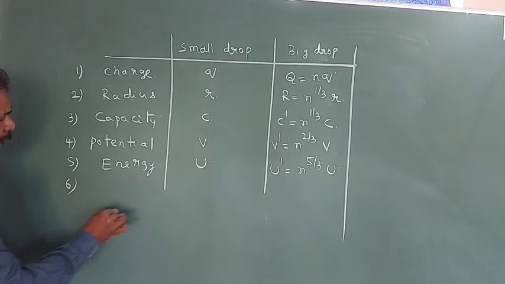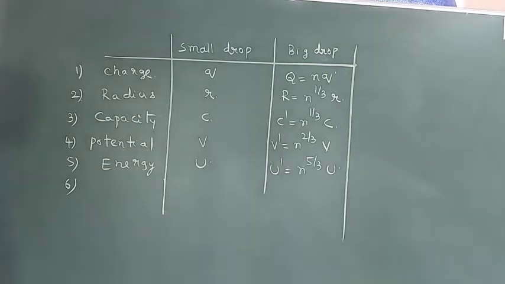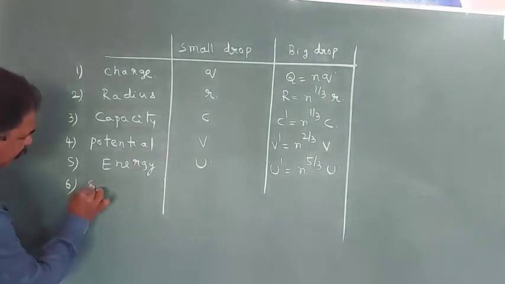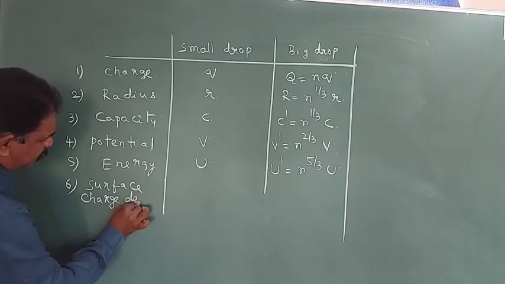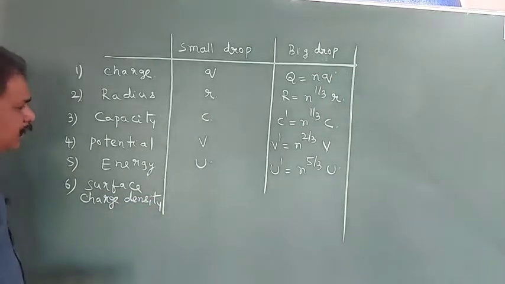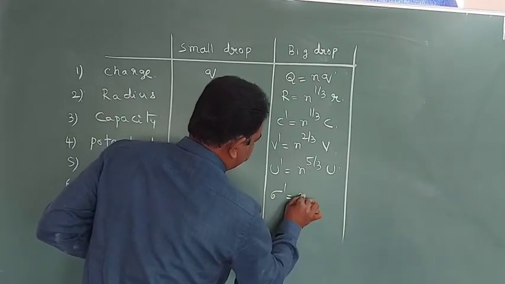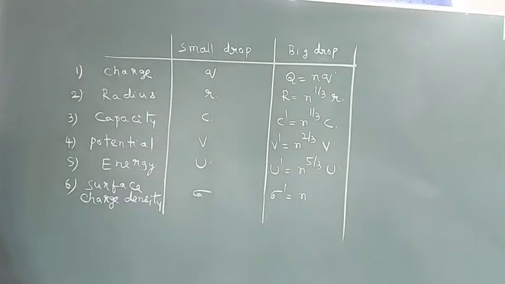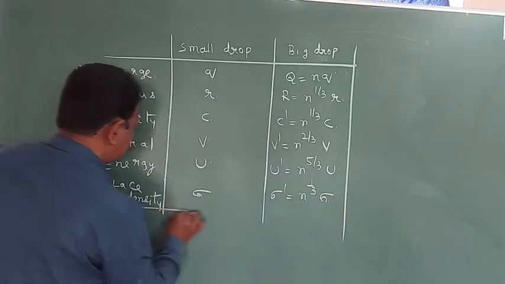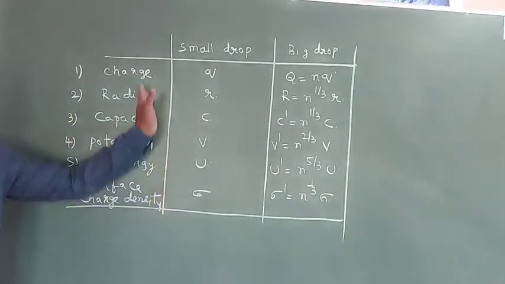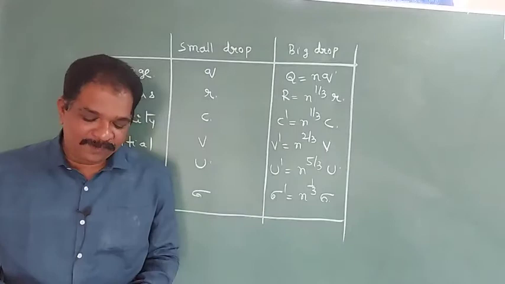Next, after energy, what will be there? Surface charge density. This is sigma. Here sigma dash is equal to n power 1 by 3 into sigma. Okay, so like this we got the relations. Now come to this 8th question. Remember all, then we will apply it to the 9th question.